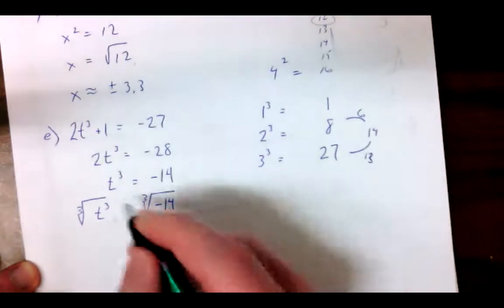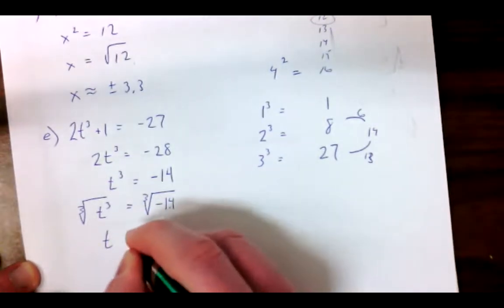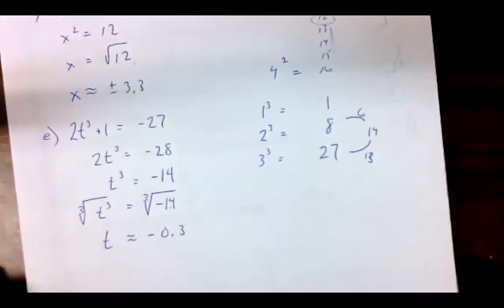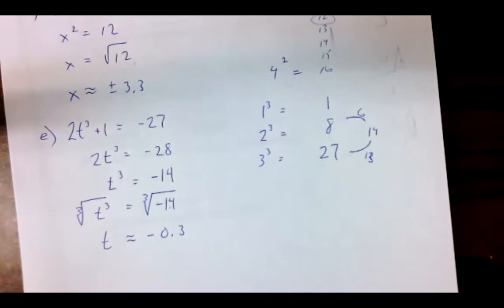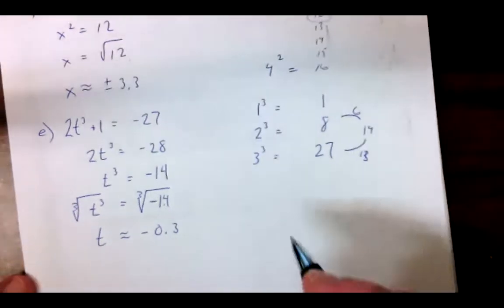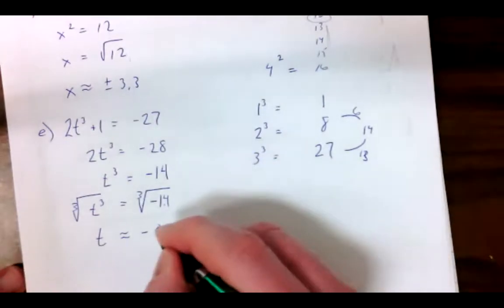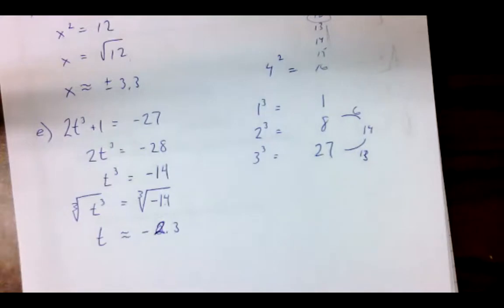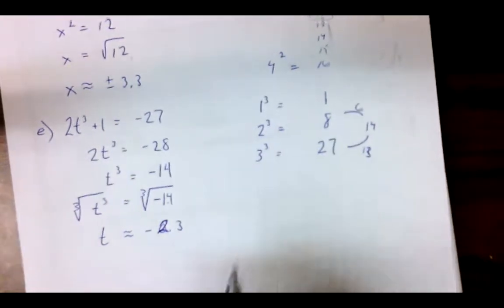So being a third, it's around 0.3. So t is about negative 2.3. I just glanced over the answer, and the answer in the textbook is 2.41. I hope that makes sense.